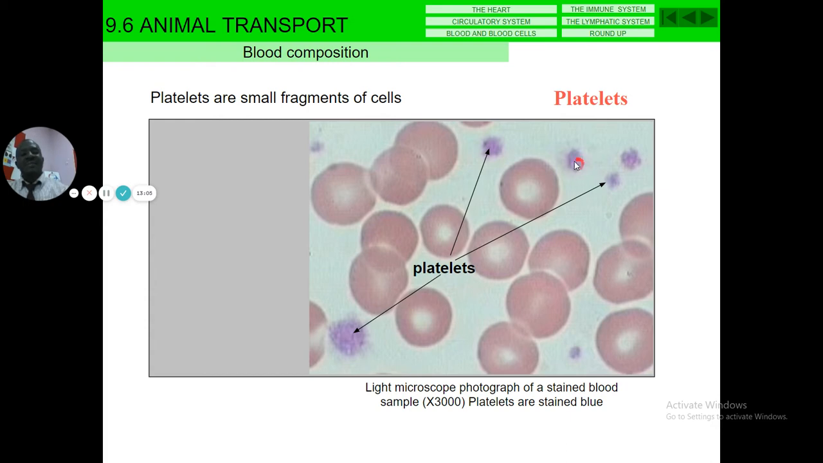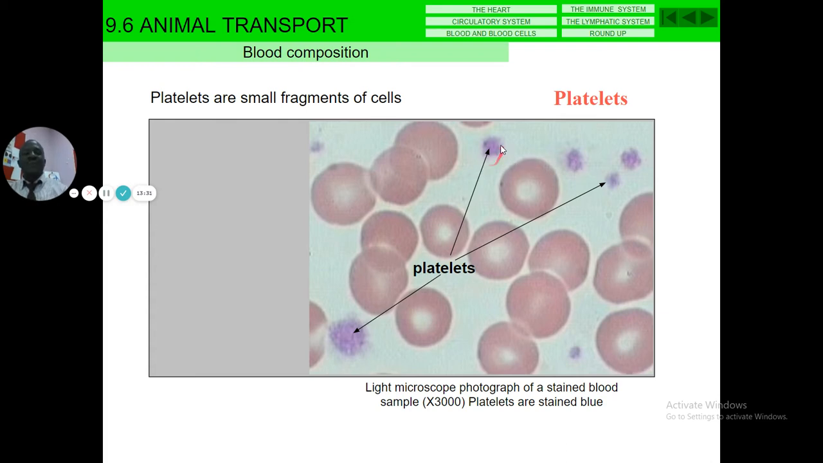Platelets are blood fragments that are responsible for blood clotting. Blood clotting is the first step towards healing of the wound, and therefore they are very important. They are not colored, so their biological name is thrombocytes. Thrombocytes is the biological name for platelets.